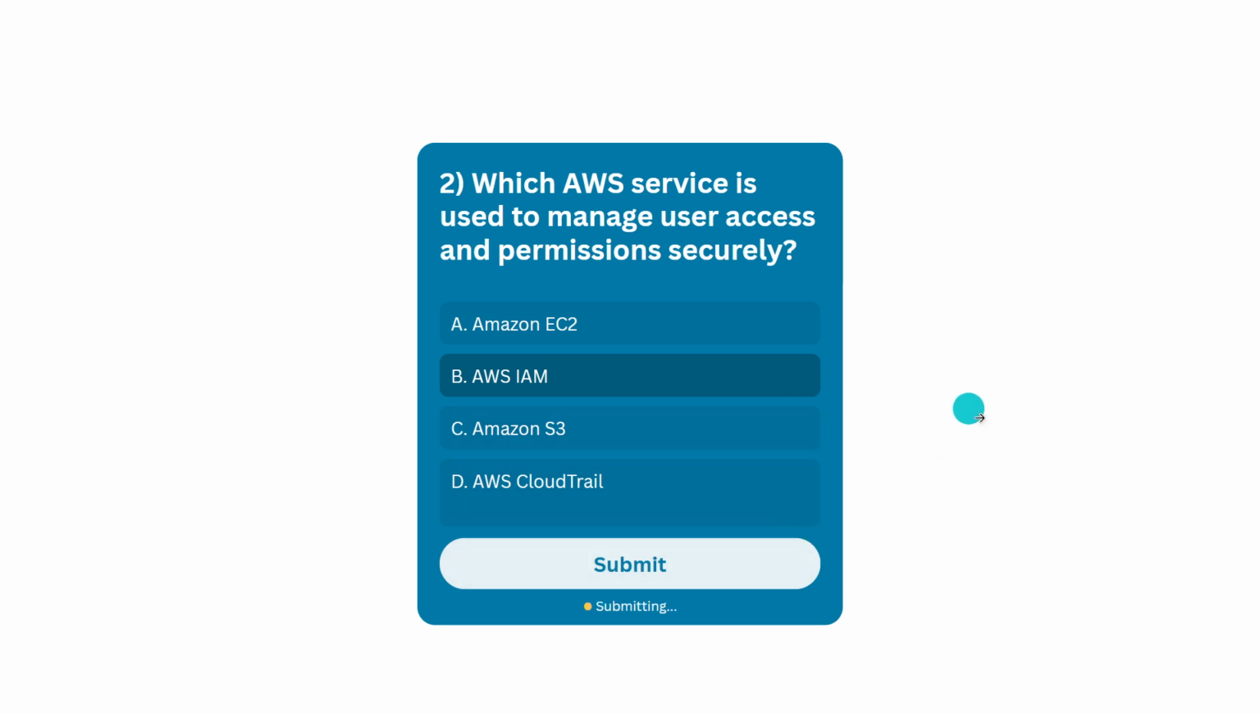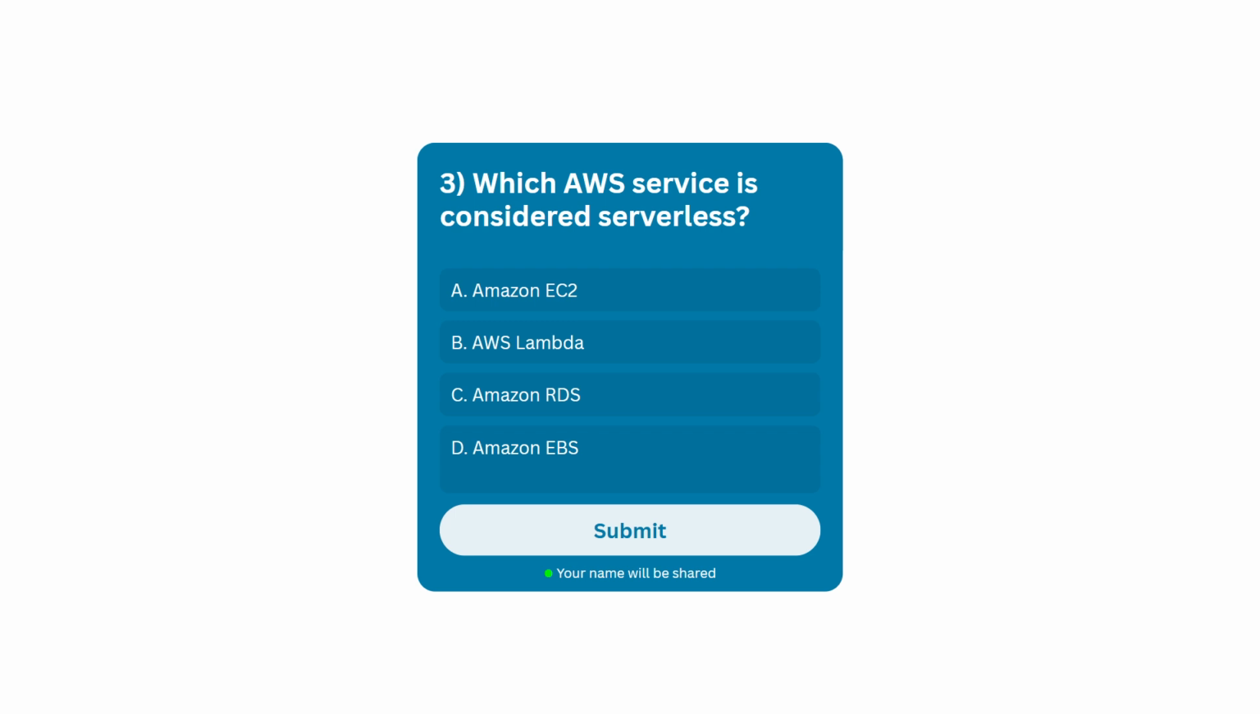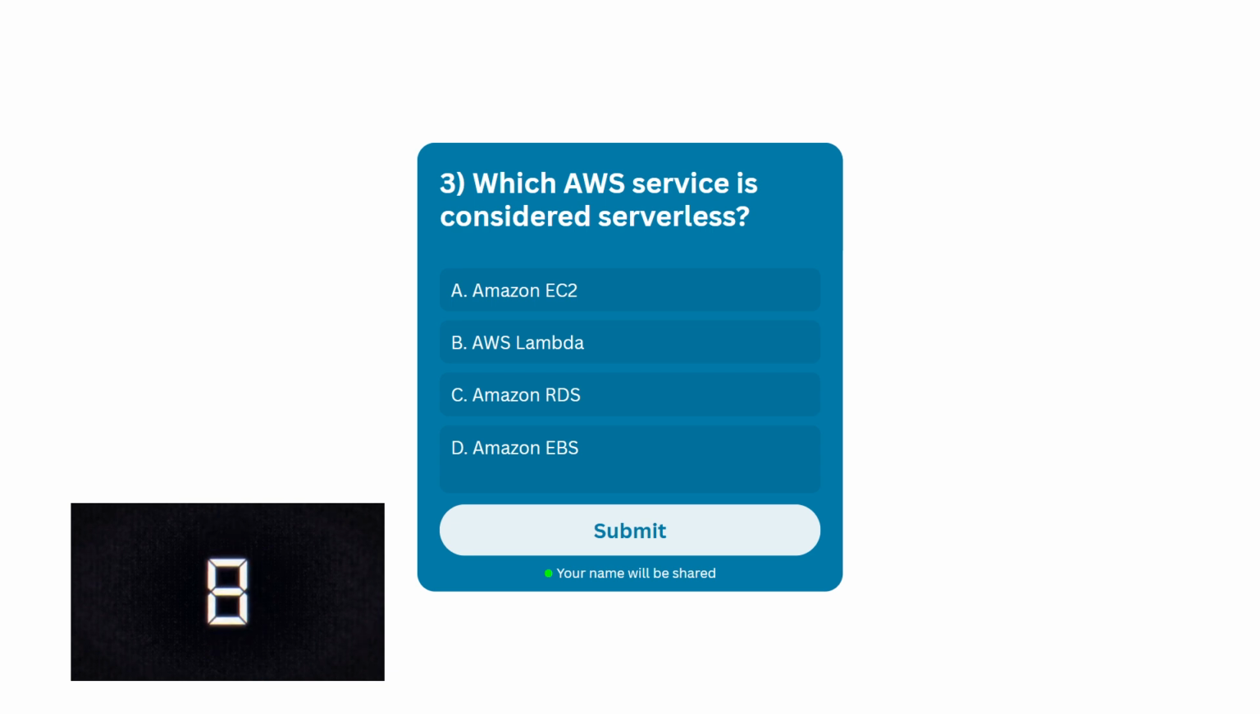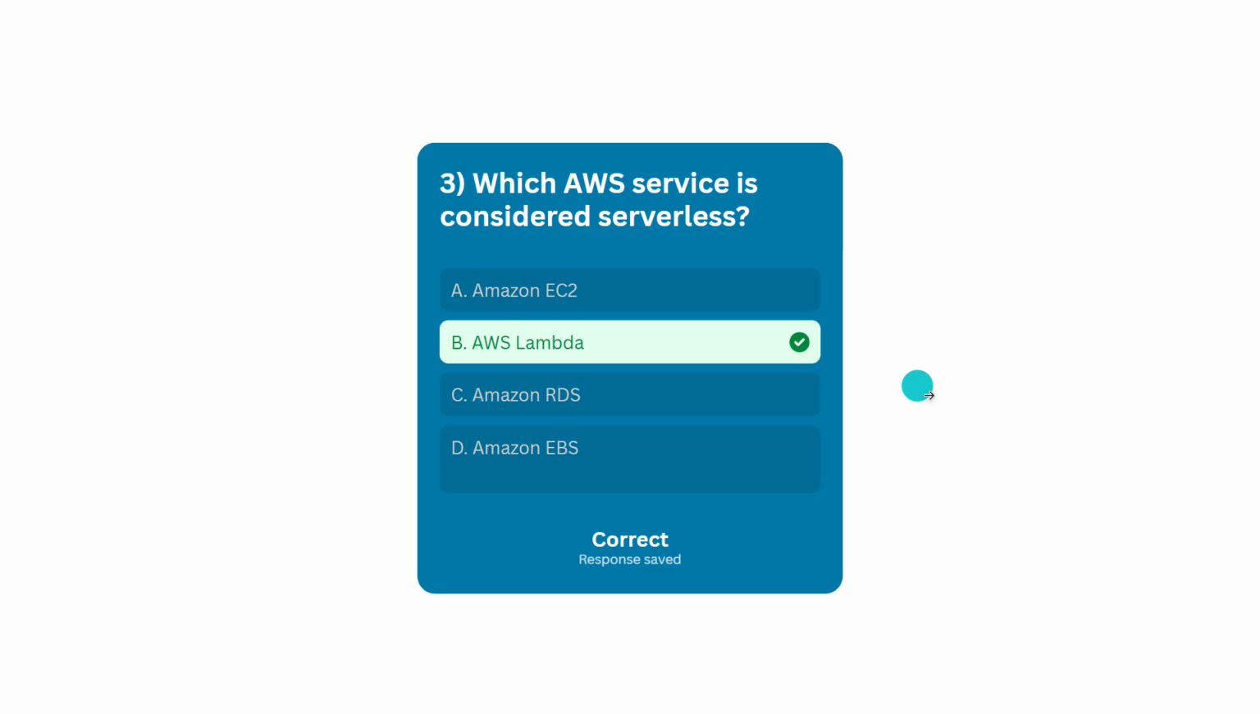AWS IAM. AWS Identity and Access Management, IAM, enables secure access control for users and services in your AWS environment. Which AWS service is considered serverless? AWS Lambda. AWS Lambda runs your code in response to events without provisioning or managing servers.